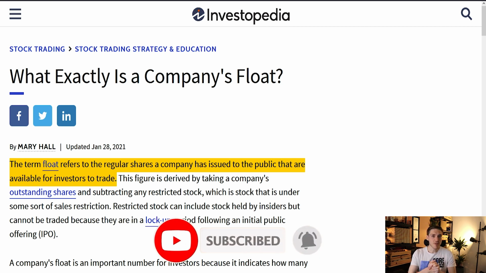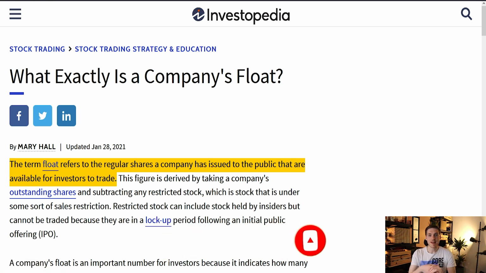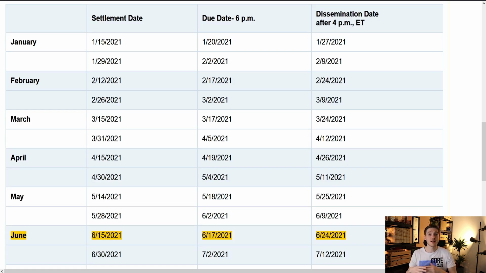So let's come up with a very simple example of a company that has a float of 100 million shares, and 20 million of those 100 million shares are sold short. So that means that 20 out of 100 million are sold short, and that means that the short interest is 20%.